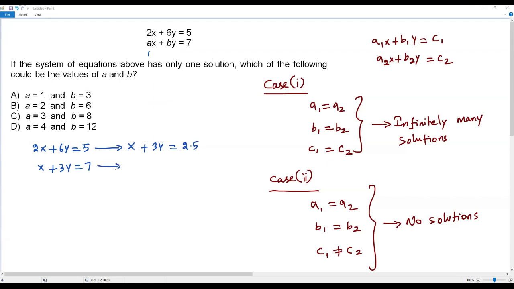I'm writing the second equation as it is because we don't have any greatest common divisor for the coefficient of x and y over here. So we cannot do any simplification in this one. We can write this one as it is. So we get x positive 3y equals to 7.